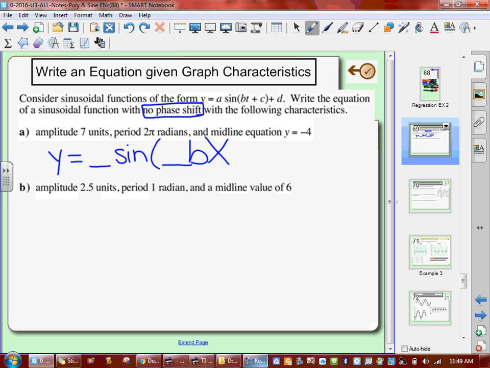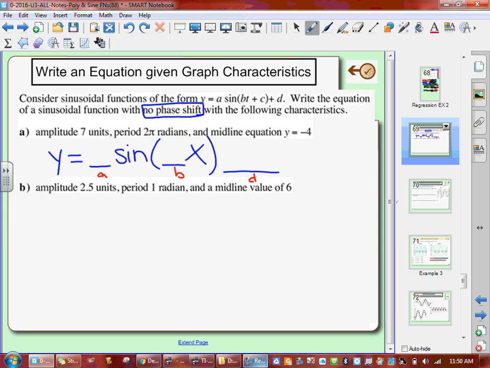That's why I just enclosed the X. But in front of the X, we have to put the B value. So the A value goes here, B goes here, D goes there. So which number, my 7, my 2 pi, or my -4, which one is the A value? The amplitude. Okay? A is amplitude. Starts with the letter A.